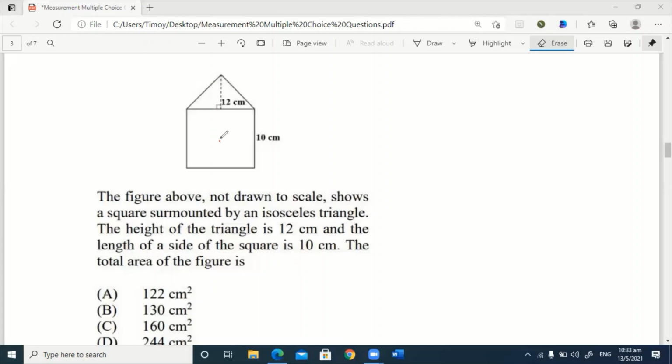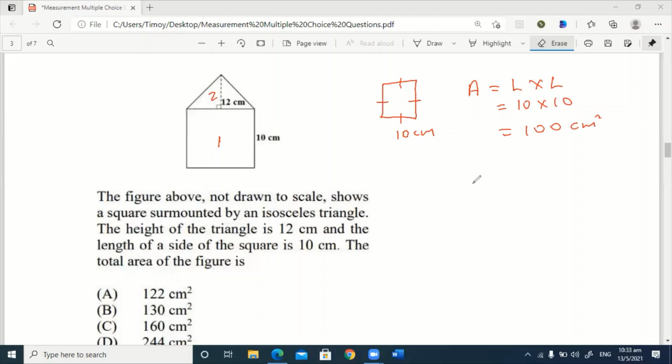We can split it up into figure 1 and figure 2, right? So we know that figure 1 is just a square. What do we know about a square? All the lengths of a square are equal. They tell us that it is 10 centimeter. So therefore, you can quickly calculate the area of the square. The area of the square is equal to length multiplied by length, which is 10 multiplied by 10, which is equal to 100 squared centimeter, right?